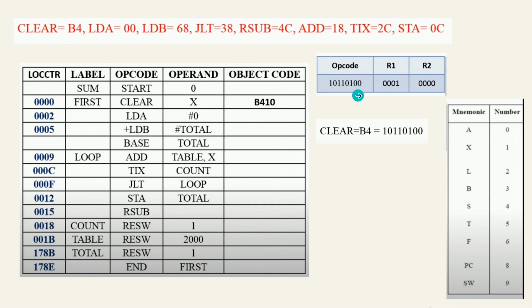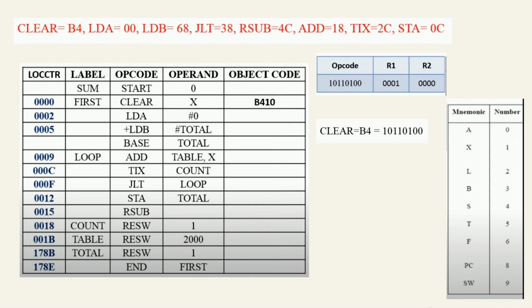And what is the value for R1? R1 over here is X. X is the index register. These are all default values: for X it is always 1, and for A it is always 0. What is the value for X? It is 1. How is it represented in bits? 0001. So write it over here. And R2 has not been given, so let us take it as 0.